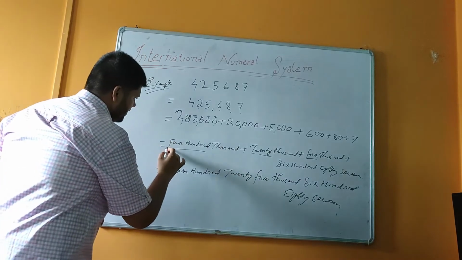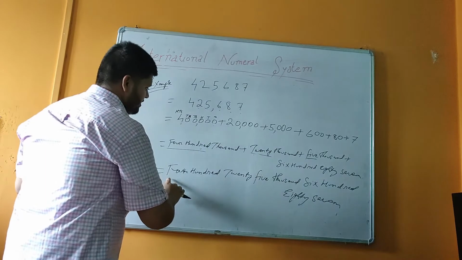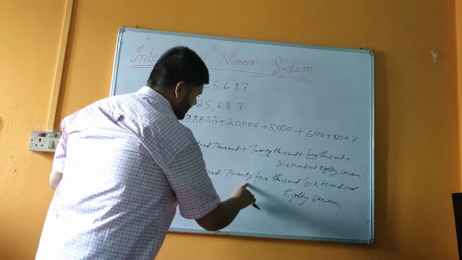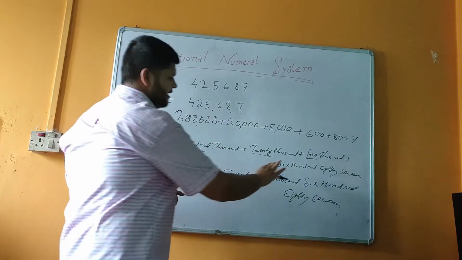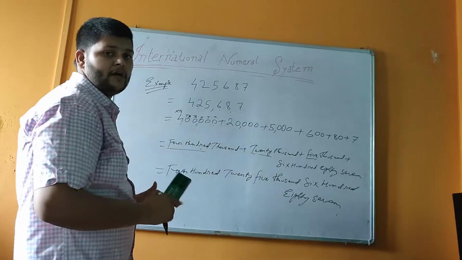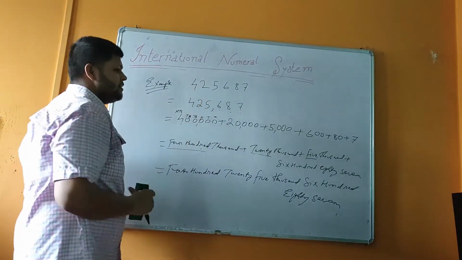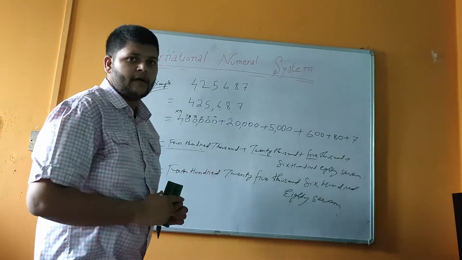For suppose here, 425, this has been written here 425. After that you simply put 1000, okay, and the remaining number you have to write together. So this is how you are going to transform any Hindu-Arabic numerals in terms of the international numeral system, that too in words.